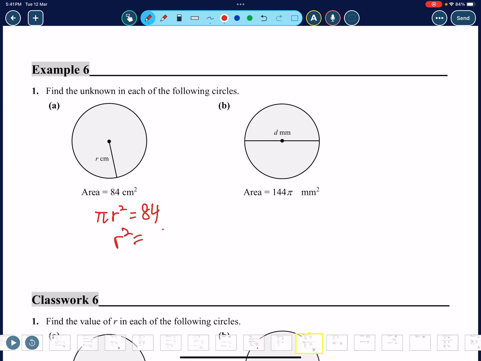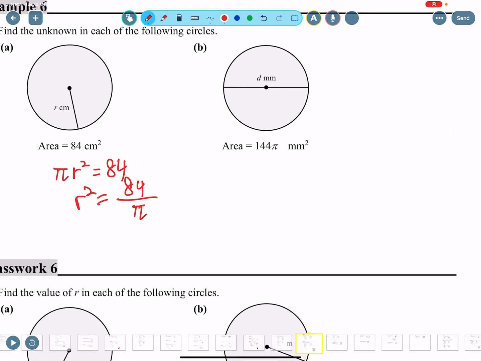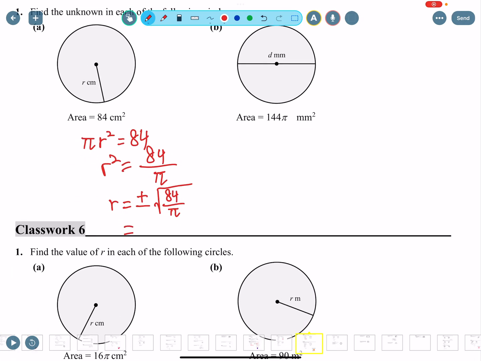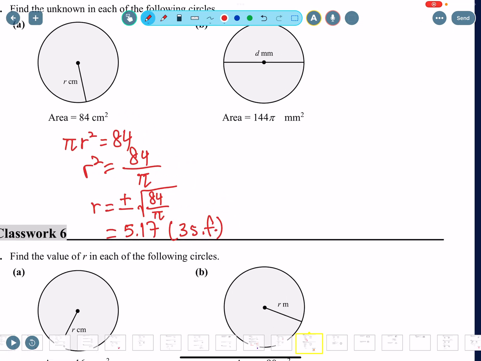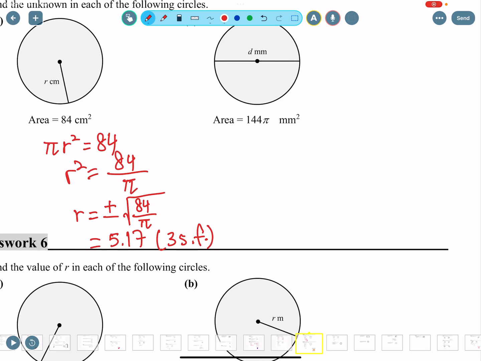R squared. We have to deal with the square root. This is going to be tough. Now, for a square root, you're supposed to do plus or minus square root of 84 divided by pi. So finally, the radius has to be positive every time, so we can ignore the negative in this question. Square root of 84 divided by pi is 5.17. 3 SF. No unit already written down for you.